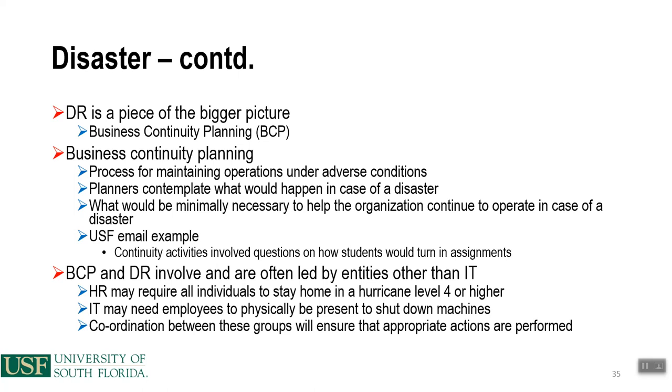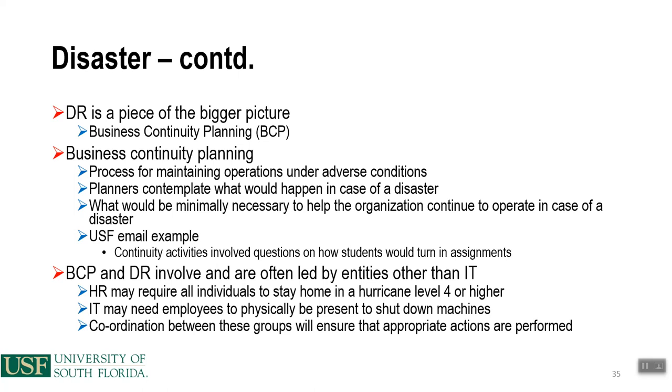And disaster recovery is part of a bigger picture called business continuity planning. Business continuity planning is the process of maintaining operations under adverse conditions. We can't just shut down the entire business because a particular disaster occurred. We need to make sure that the business has appropriate continuity such that it can continue to move forward and so on. The planners contemplate what would happen in the case of a disaster, what would be minimally necessary to help the organization continue to operate in a case of a disaster. So in the case of the USF emails, continuity activities involved questions of how students would turn in assignments.